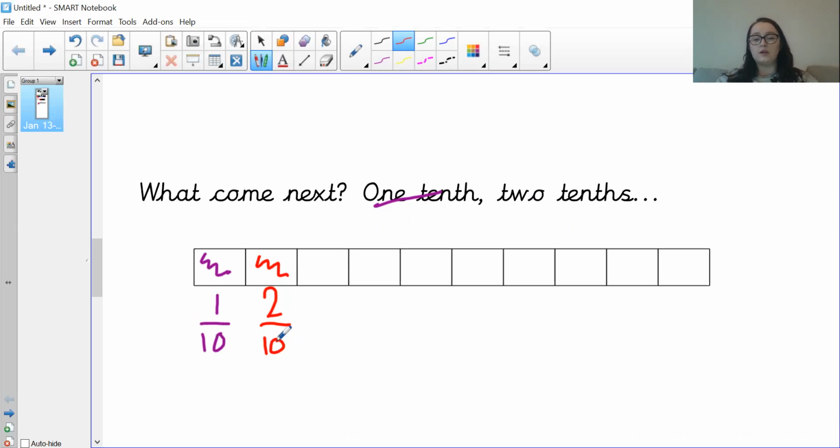Now, what do you think is going to go next, Year 3? What is coming next? It would be 3/10. So I'm going to colour in my next part and I'm going to do 3/10.